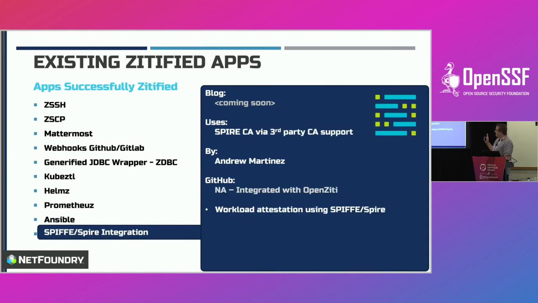And then I added this slide, even though this is not a Zdification, but Spiffy and Spire are everywhere. So ZD does work with Spiffy and Spire. So if you want to do workload attestation, you basically do it via the third-party CA support. So the OpenZD project supports third-party CAs. You don't even need to trust us. I actually didn't talk about that before, but if you wanted to provide your own certificate authority and your own certificates, you can actually do that. You can upload a third-party CA into the controller, and then when a device with that certificate tries to attach to the network, you will be able to authenticate and authorize those devices through that third-party CA.